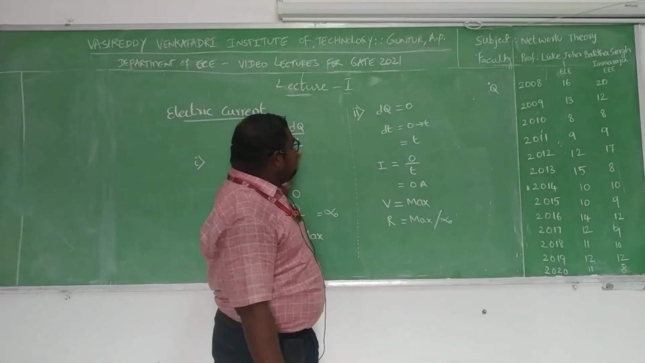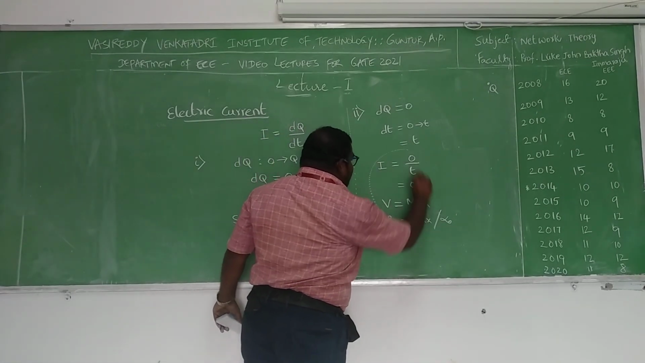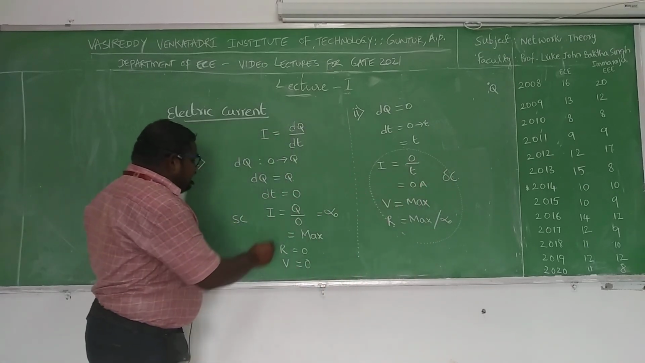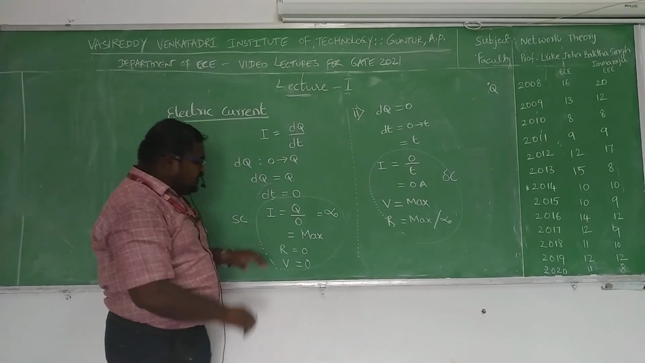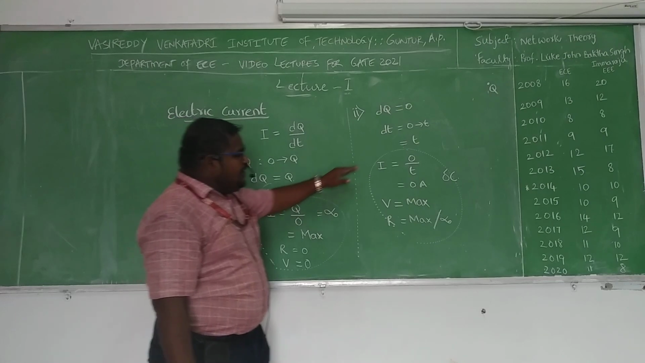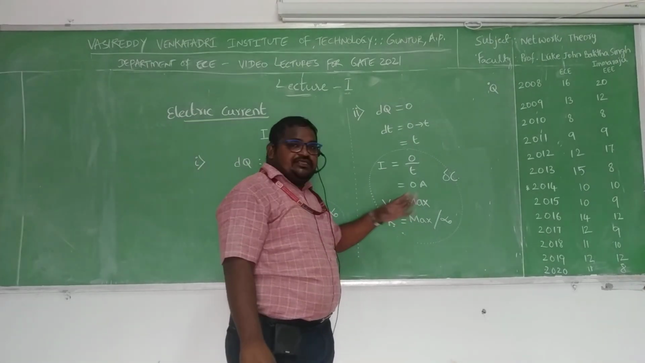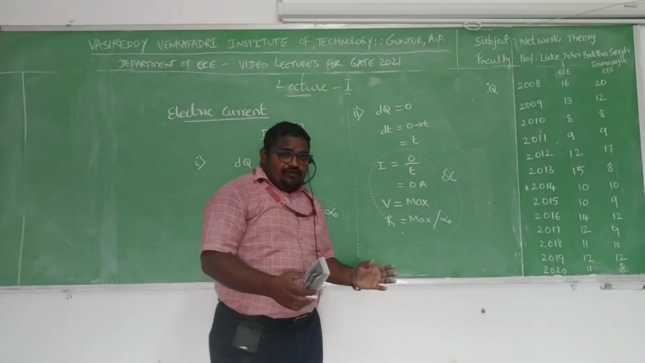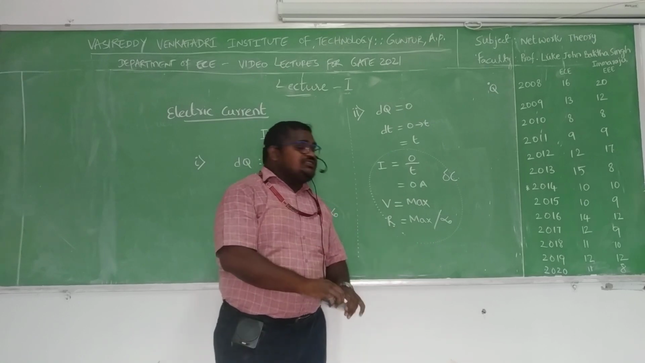These are the characteristics of the open circuit and the short circuit. In a short circuit, current is maximum, resistance 0, voltage 0. In an open circuit, the current is 0, voltage is maximum, resistance is maximum. And one more case is there, when charge is changing as well as time is changing.